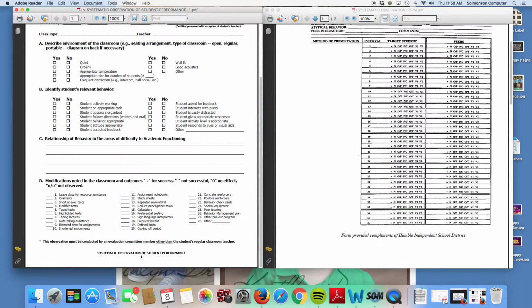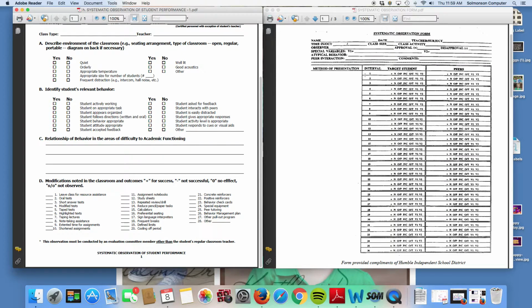So each of these lines represents 10 seconds. So this is 10, 20, 30, 40, 50, 60. So this is the end of 1 minute right here. You have a target student and then their peers. So for 10 seconds, let's say I am watching Kelly, and then I'm going to watch another same-sex peer, and this is going to rotate. Here I'm watching Kelly and Ashley. Here I'm watching Kelly and Katie. Here I'm watching Kelly and Stephanie. And you rotate that among the other students.